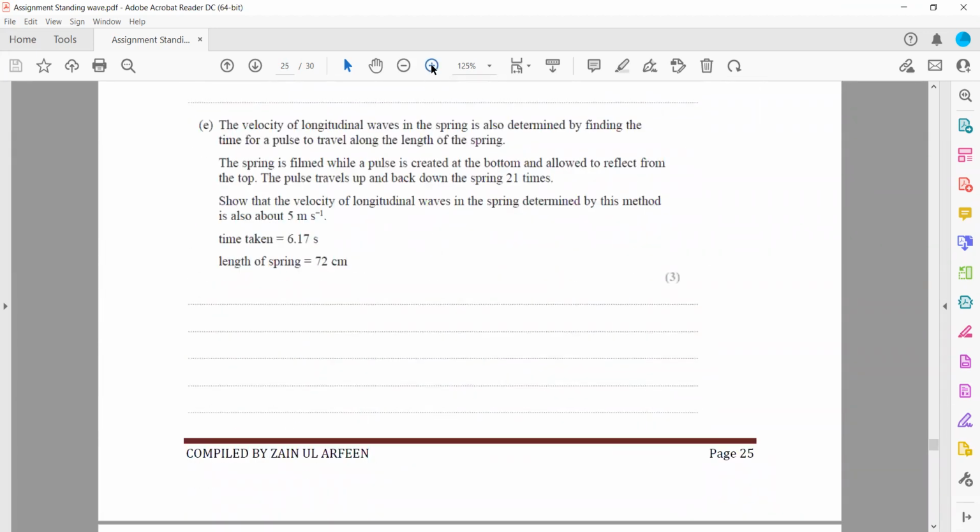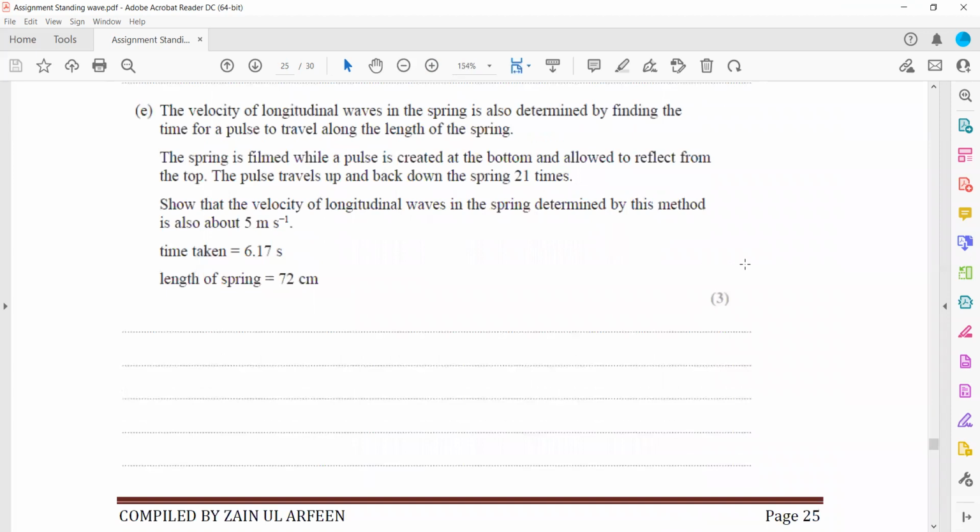Then the velocity of the longitudinal wave in a string is also determined by finding the time for a pulse to travel along the length of a string. That is called the pulse echo technique. We send the wave and then the wave will return back. The spring is spun while the pulse is created from the bottom and allowed to reflect from the top. The pulse travels up and down 21 times. Show that the velocity of a longitudinal wave in a spring determined by this method is also about 5. The time taken for a pulse and the length is given.